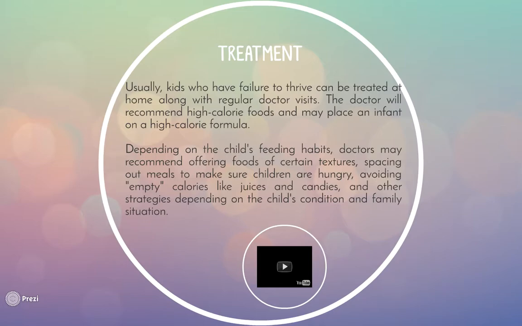Treatment. Usually, kids who have failure to thrive can be treated at home along with regular doctor visits. The doctor will recommend high-calorie foods and may place an infant on a high-calorie formula. Depending on the child's feeding habits, doctors may recommend offering foods of certain texture, spacing out meals to make sure children are hungry, avoiding empty calories like juice and candies, and other strategies depending on the child's condition and family situation.